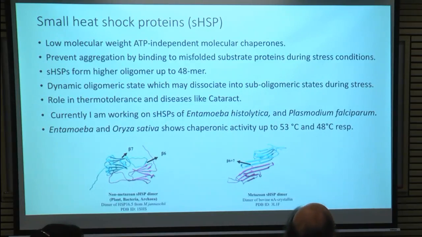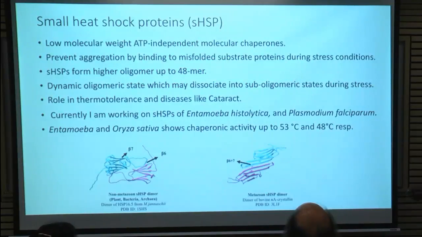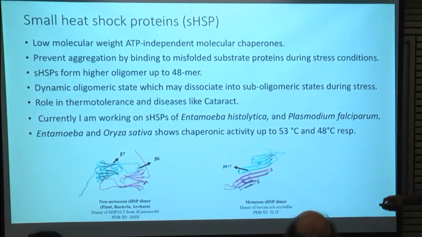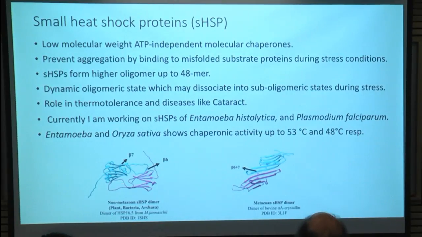This small heat shock protein has 3 domains: the N-terminal domain, the alpha crystalline domain, and the C-terminal domain. The alpha crystalline domain is the most structured part of the protein, flanked by N and C-terminal unstructured regions, and it has the property of forming a dimer, which is the basic functional unit of this protein. And there are 2 types of dimerization found in small heat shock proteins.